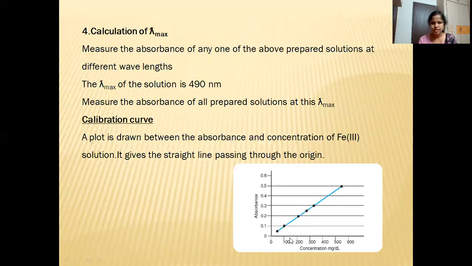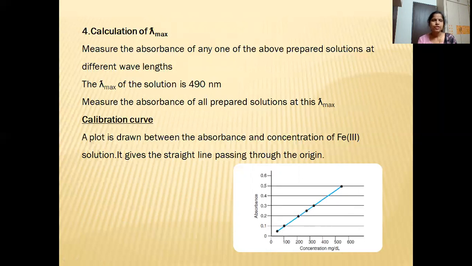So here you can see points 1, 2, 3, 4, 5, 6 are there. For the first one, what is the absorbance? We have to first note all the points and then join them such that you get a straight line, and this straight line has to pass through the origin. That means it is satisfying Beer's law.